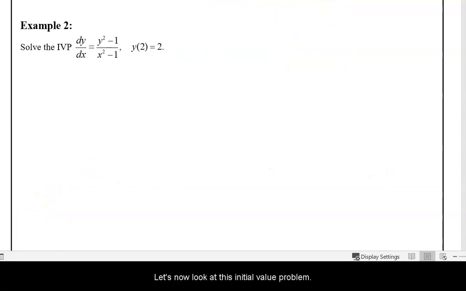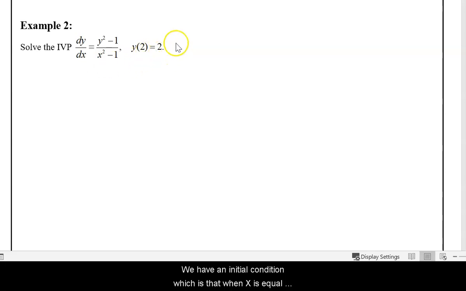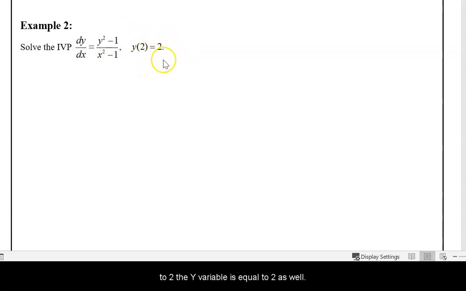Let's now look at this initial value problem. dy/dx is equal to the binomial factor y squared minus 1, all divided by the binomial factor x squared minus 1. We have an initial condition, which is that when x is equal to 2, the y variable is equal to 2 as well.